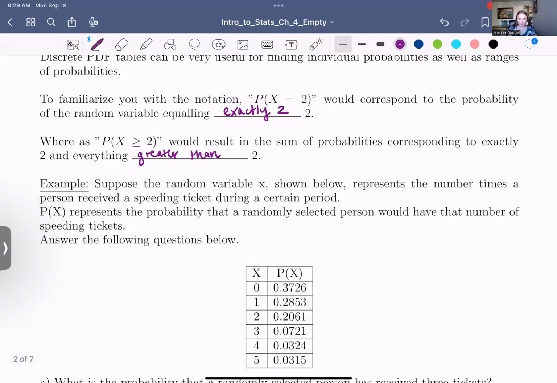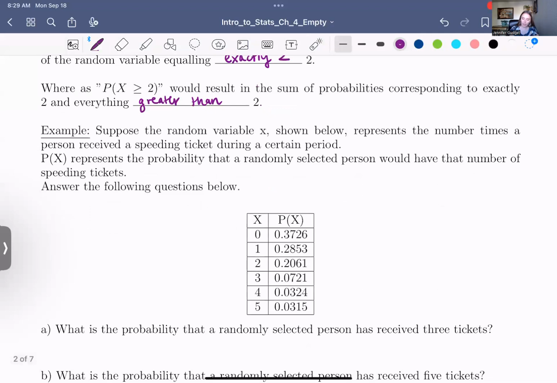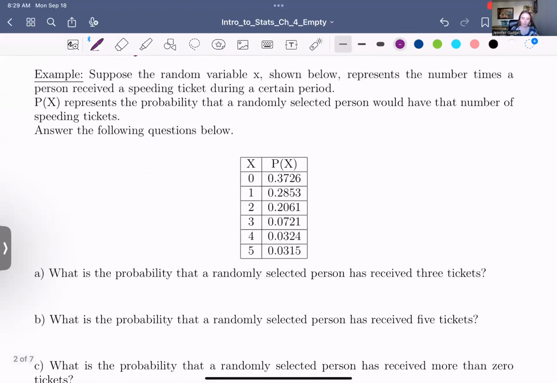So let's look at an example. Suppose the random variable X, shown below, represents the number of times a person received a speeding ticket during a certain period. P of X, the probability of X, represents that a randomly selected person would have that exact number of speeding tickets. So here, ask yourself real quick, what's the probability that someone received no tickets?